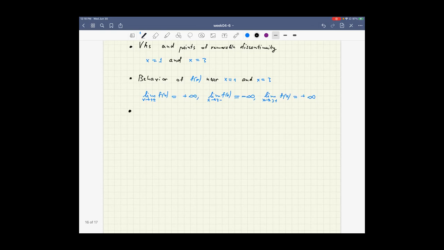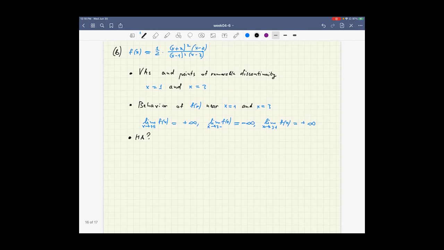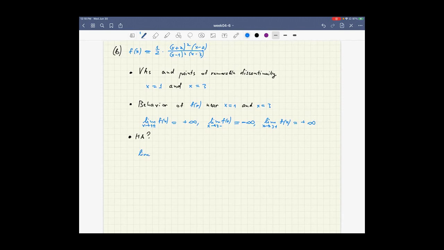Now, is there a horizontal asymptote? For that, we compute the limit at infinity of our function f. And to compute this limit, we note that both the numerator and the denominator are of degree 3. If you were to expand the parentheses, you would find that the leading term in the numerator is x cubed, and the leading term in the denominator is 2x cubed.